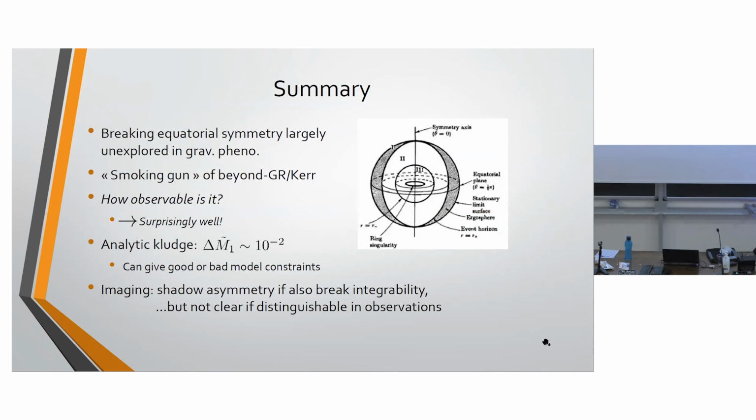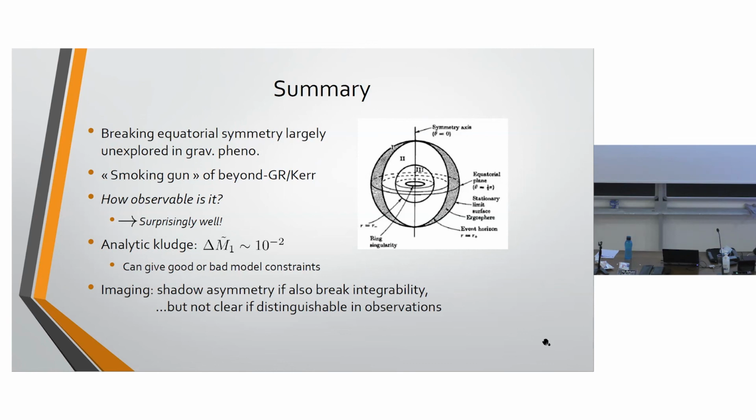Let me wrap up. So what I was talking about here, except for the last two dream slides, is this breaking of equatorial symmetry, which I hope I've convinced you that, if you can measure it, it's a smoking gun of not having GR, right? And so how observable is it is a question that you should be asking. And we gave some first indications that maybe it's surprisingly well observable. And so using MREs, you can observe this to within 1%, right?